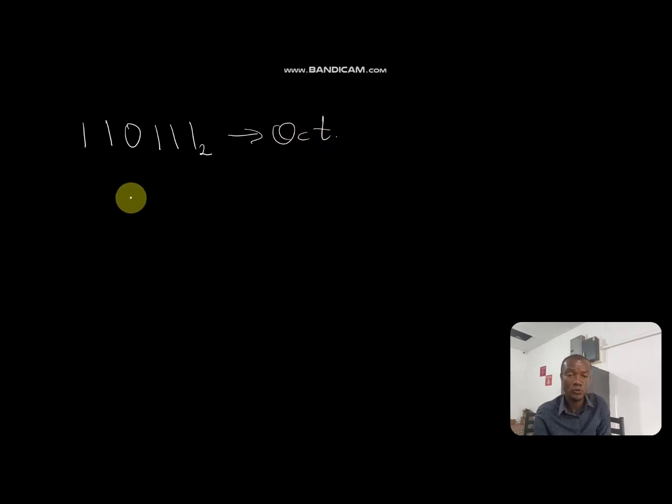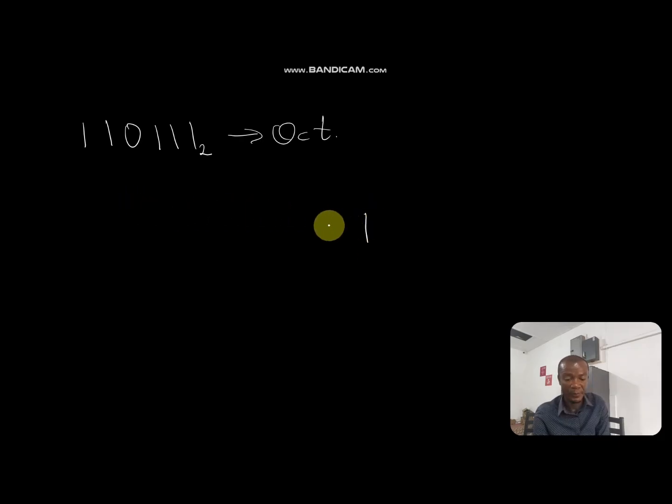So what we have to do is we have to group the numbers in groups of 3 bits. We put the binary numbers in groups of 3 bits. Don't forget, octal means base 8. It means no number should be greater than 7, so our highest number should be 7.